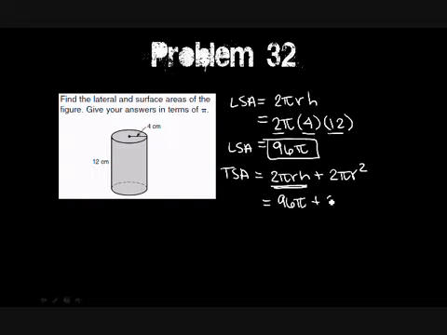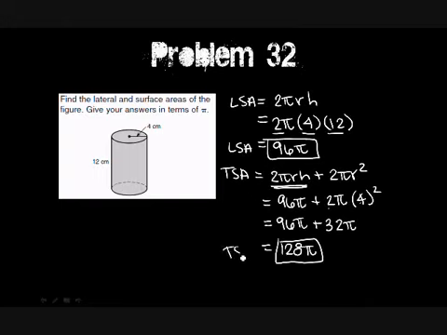And then 2 pi r squared would be this. So we have 16 times 2 is 32 pi. And we're just going to add the 96 and the 32. We get a total of 128, and that pi just tags along. So that's our total surface area in terms of pi.